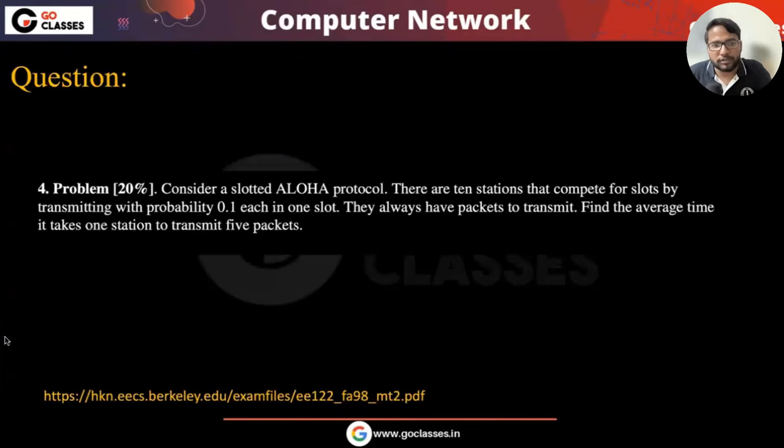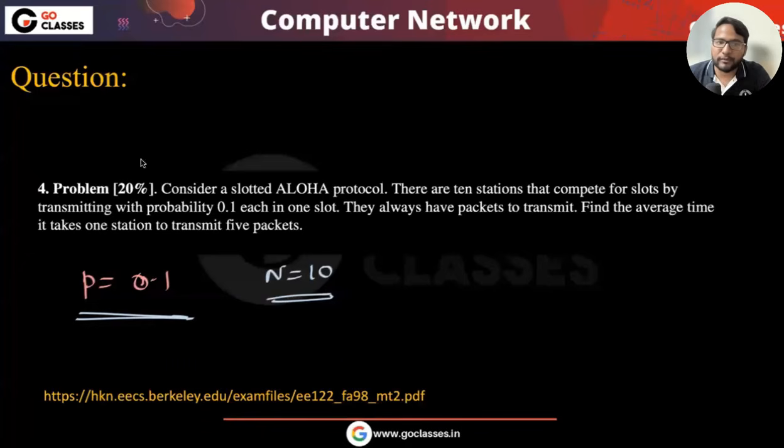Now let's just solve this question. What they're saying, consider the slotted Aloha. There are 10 stations that are competing for a slot by transmitting with the probability 0.1 in each slot. So what is the probability of transmission? It is 0.1. Here you do not have G. You have the individual probabilities of the transmission. They always have packets to transmit. Find the average time it takes one station to transmit 5 packets. Okay, this is a good question. So see, how many stations do you have? 10 stations, right? What is the probability that there will be success?